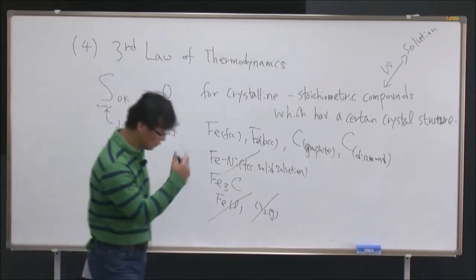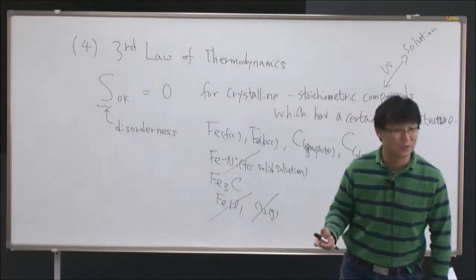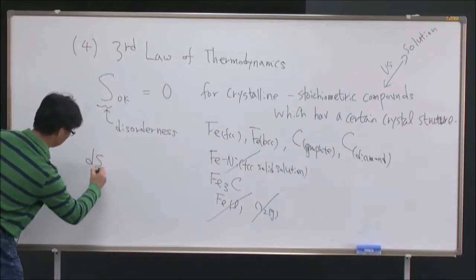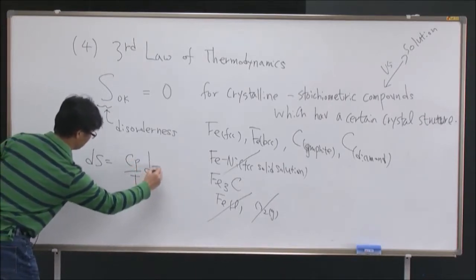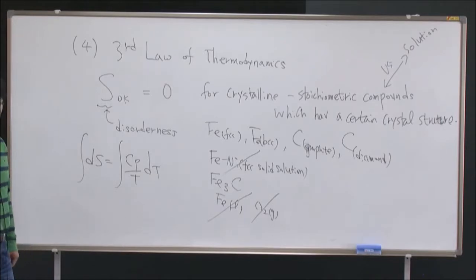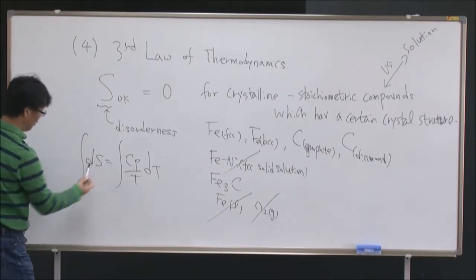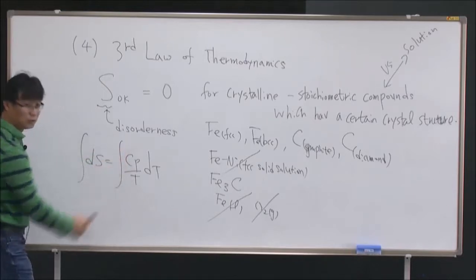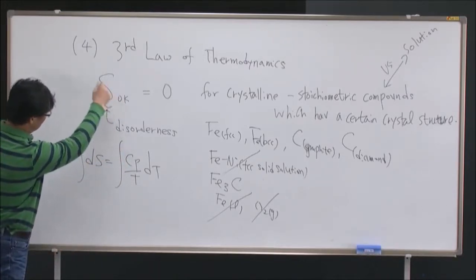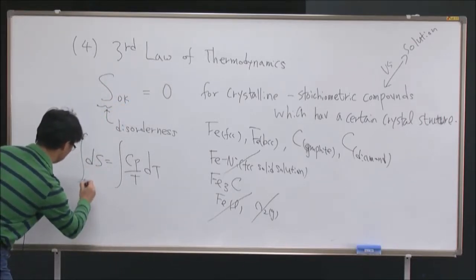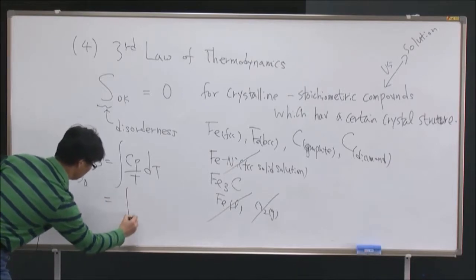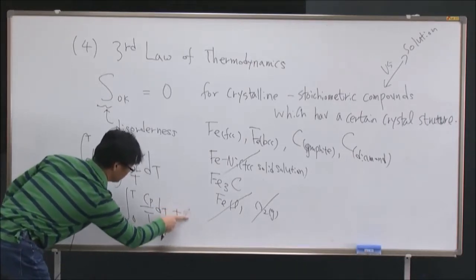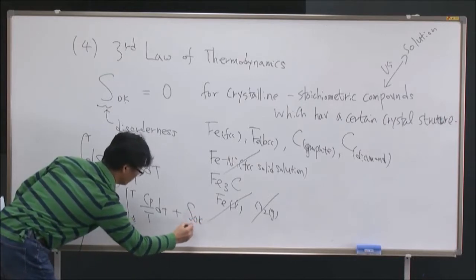The third law of thermodynamics is very important for calculating the actual entropy. So if I apply the third law of thermodynamics, dS, do you recall this one? If you actually derive this, delta S will be the integral from A to B. But now, because of the third law, S at 0 Kelvin is 0. So this will be from 0 to a certain temperature, the integral of Cp over T dT, plus delta S at 0 degrees Kelvin, and this is 0.